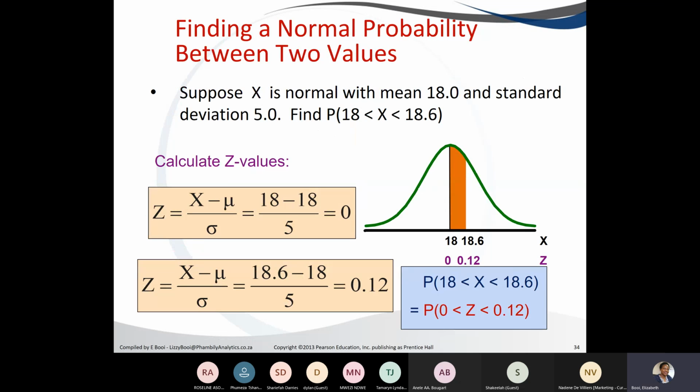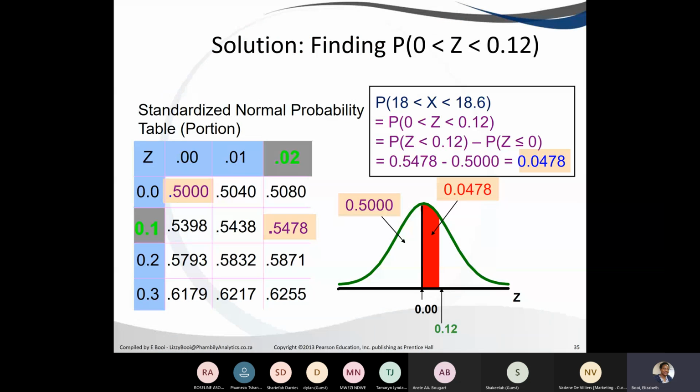Suppose x is normally distributed with a mean of 18 and a standard deviation of 5. Find the probability that x lies between the two values, 18 and 18.6. So we calculate the z values, which is the same as calculating the probability of the z values. Once we've calculated the probability of the z values, that will be your probability. Then we go to the table.